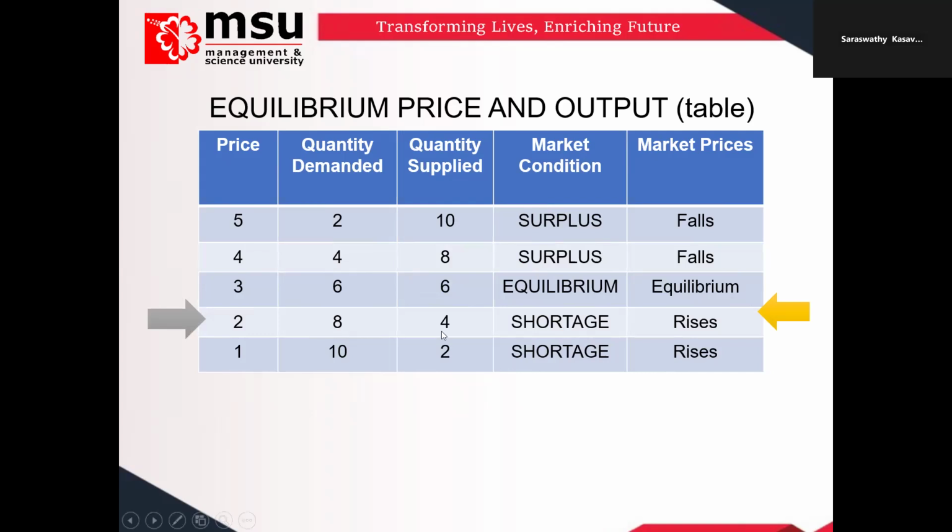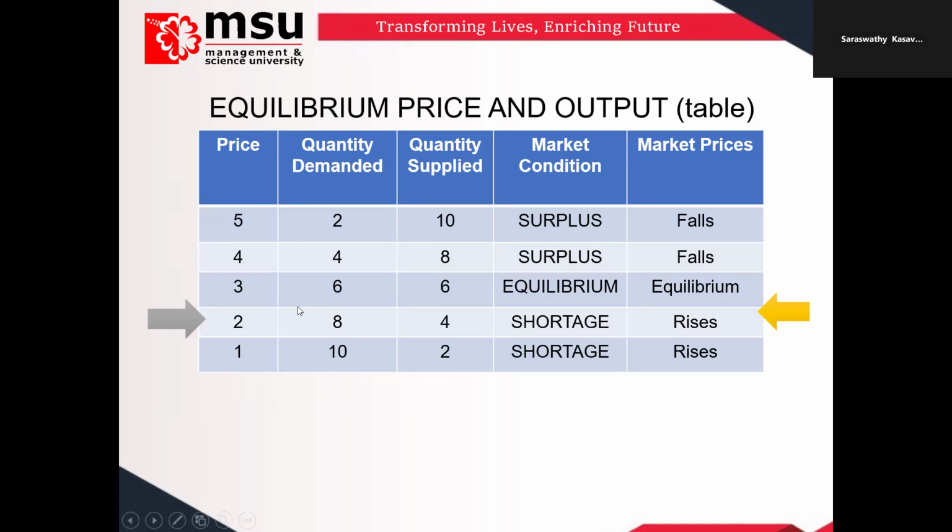Let's say the price of the good is 5 ringgit. The quantity demanded is 2, the quantity supplied is 4. So the market condition now is a surplus. So the market price will fall until it achieves the equilibrium price of 3 ringgit. If the price is 4 ringgit, quantity demanded is 4, quantity supplied is 8, still the market condition is a surplus. So the price falls until it achieves the equilibrium price of 3 ringgit.